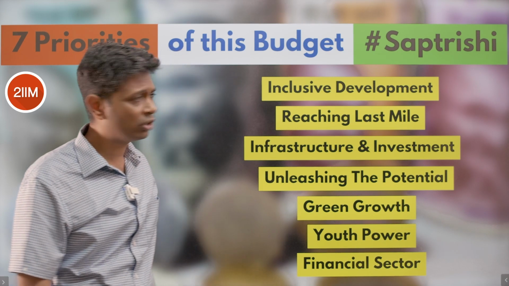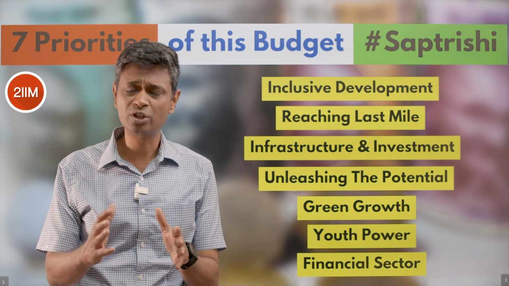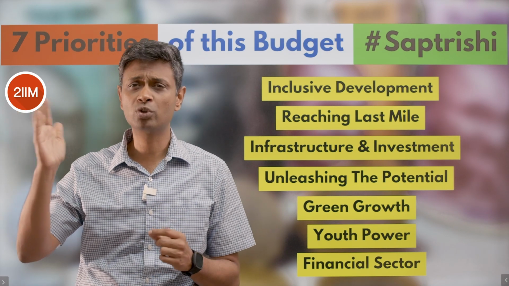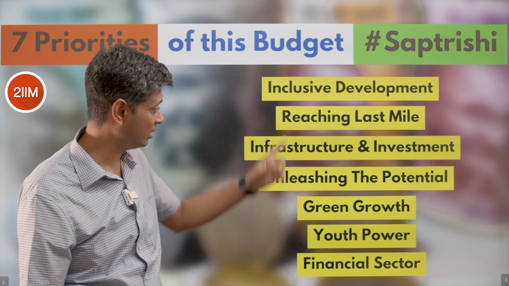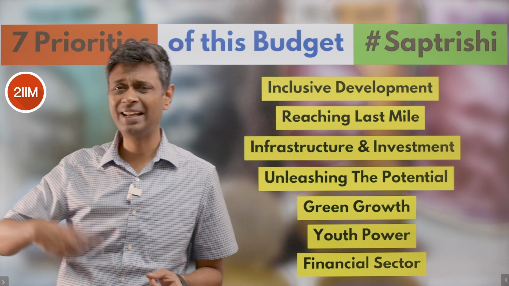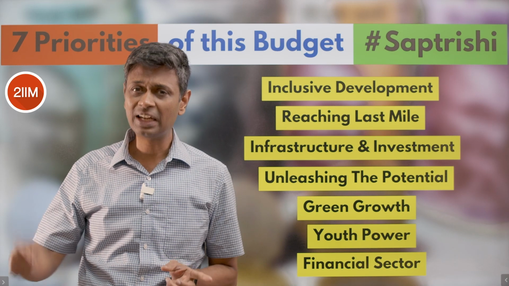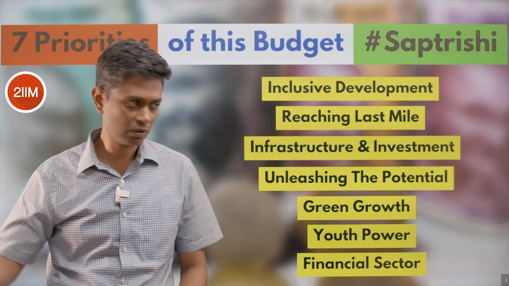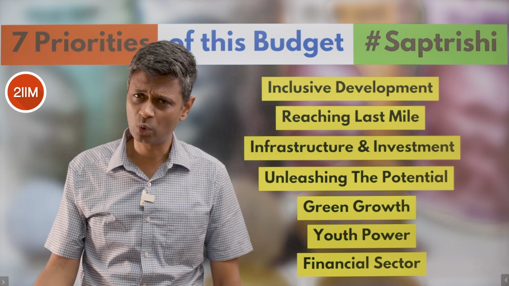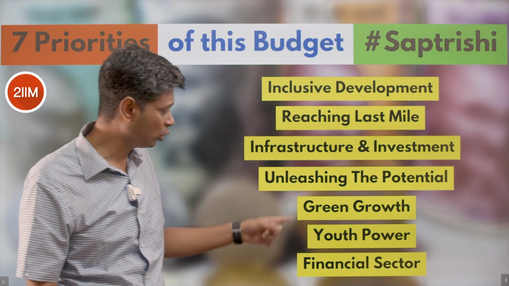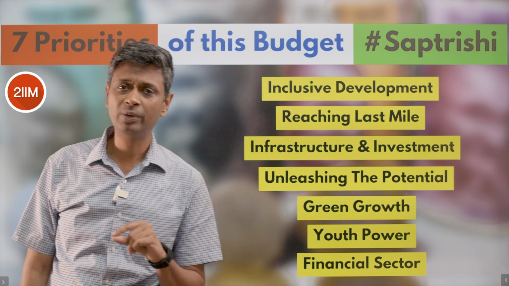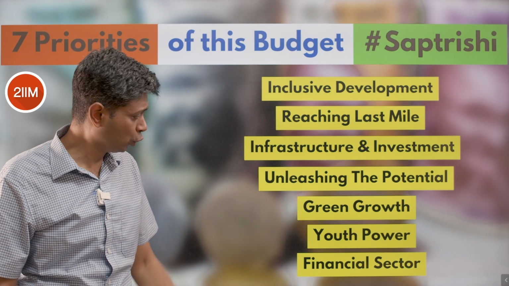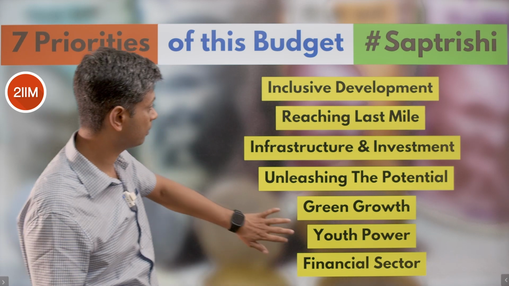Right? Inclusive development is the mechanism of bringing people together, making sure that nobody is left out. Reaching last mile is making sure that the people who are most deprived, the people living in the most challenging circumstances, they get something. Unleashing the potential is about the next wave, what can happen a little later. How do we create competencies for what can be crucial 5 years from now, 8 years from now, 10 years from now. Green growth, of course, we all know what that means. There's been some amount of funding that has gone into this as well now, but this is not a new theme. Our government has been going towards green for a while now. Okay. Youth power and financial sector, we will see what the points are there.